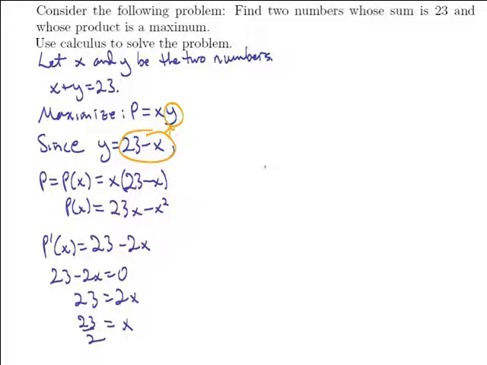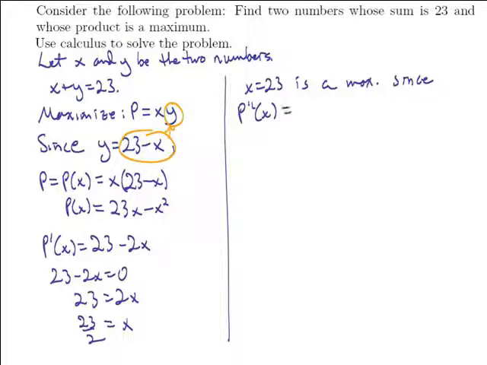Now, I know that x equals 23 halves is going to be a max, since, well, a quick way to tell is that p double prime of x is equal to negative 2. That's less than 0. Remember that if our second derivative is negative, that means we're concave down. That means that the critical number has to be sitting at the top as a max.